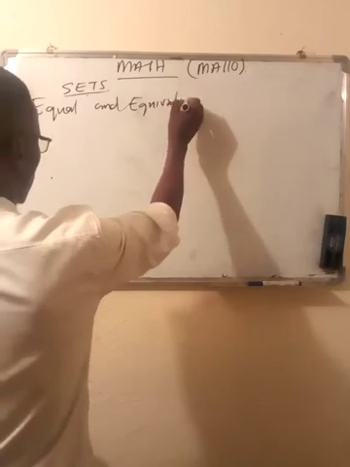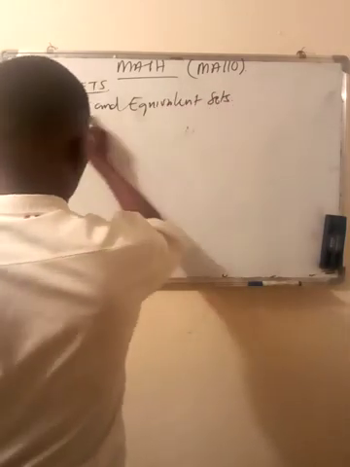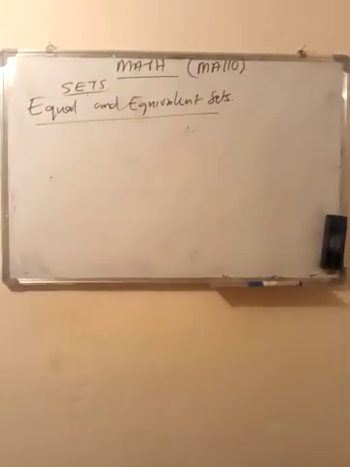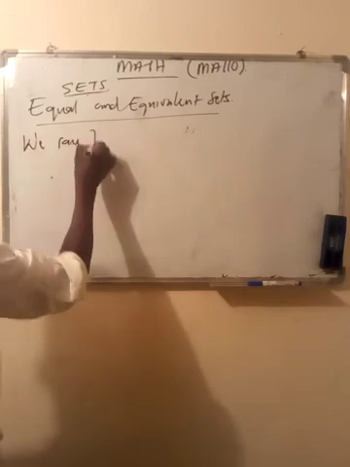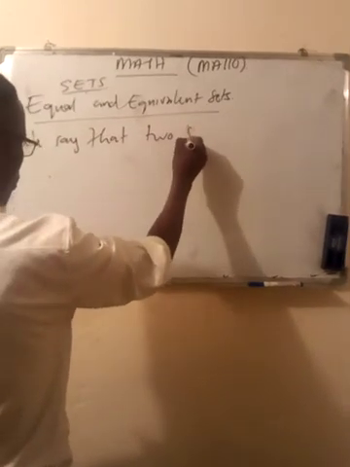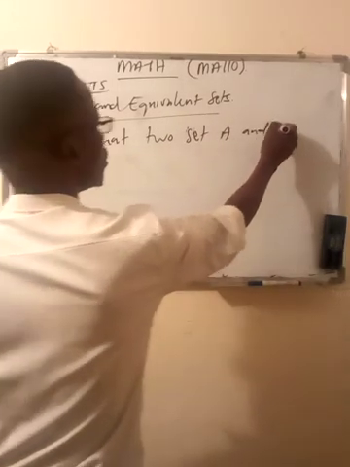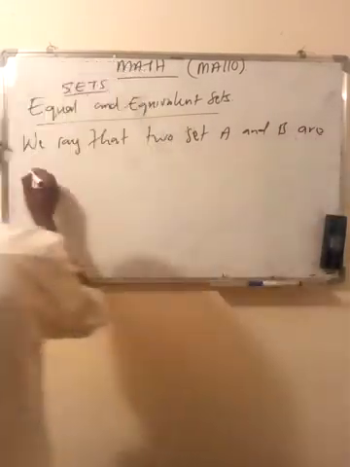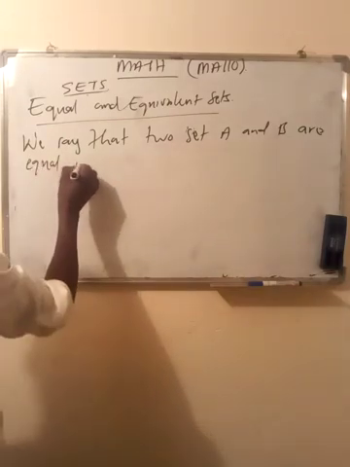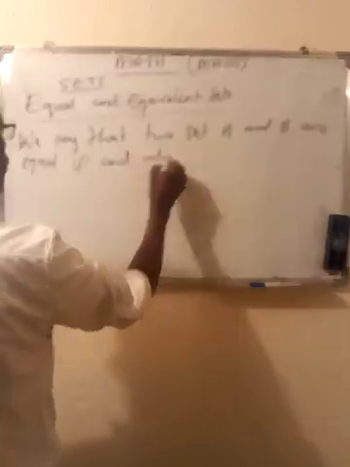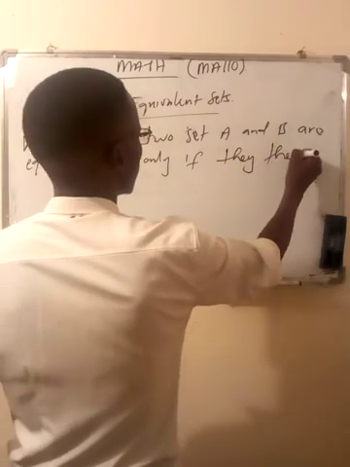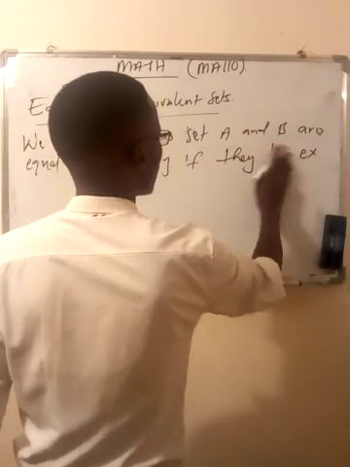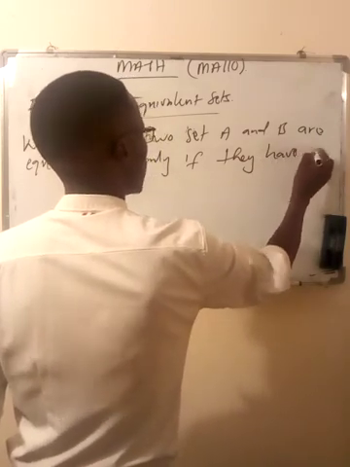Now, we say that two sets A and B are equal if and only if they have the exact same elements. The exact same elements.